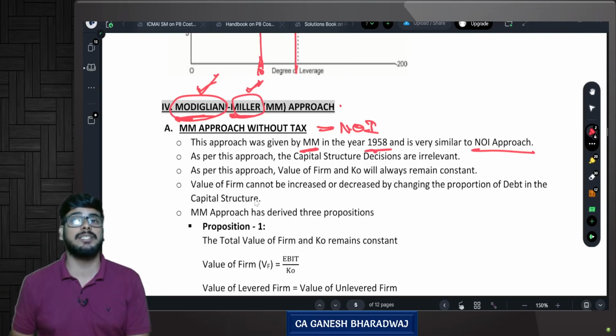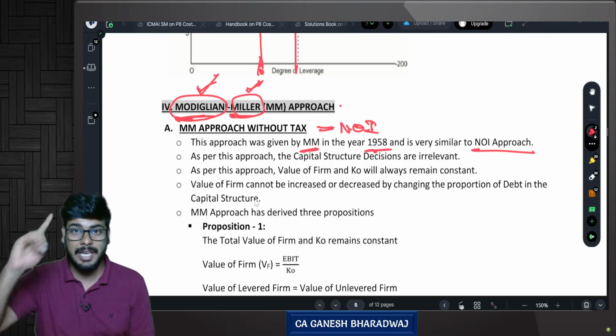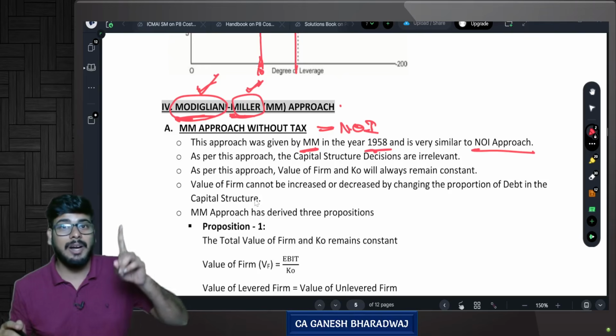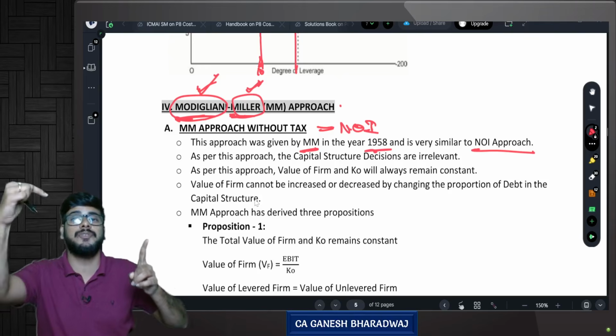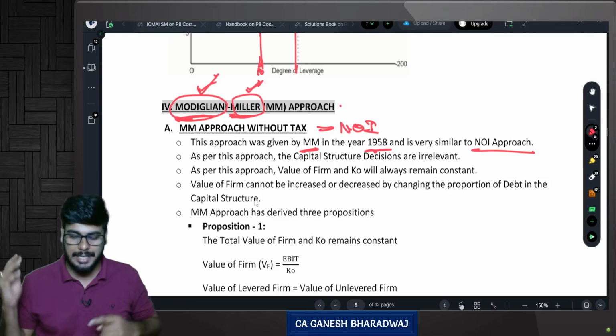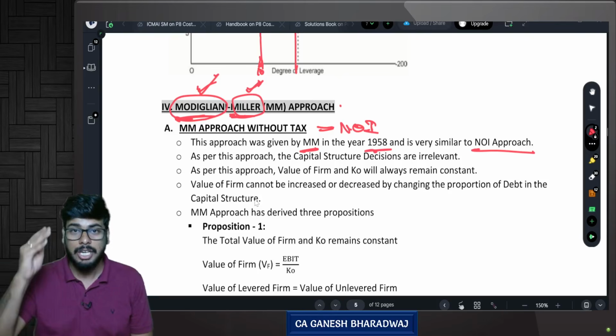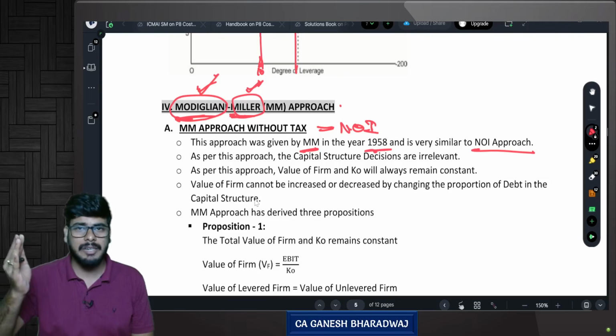The second point: capital structure decisions are irrelevant. They're saying the advantage of low-cost debt will be offset by the disadvantage of an increase in equity cost, KE. That's what they are saying. So exactly, sir, not even a single thing is changed.